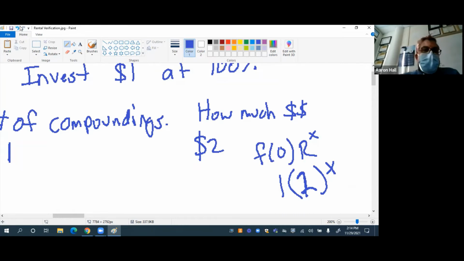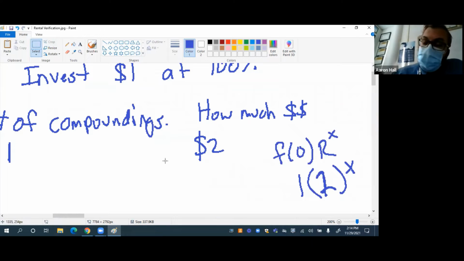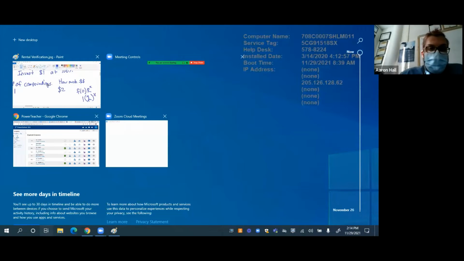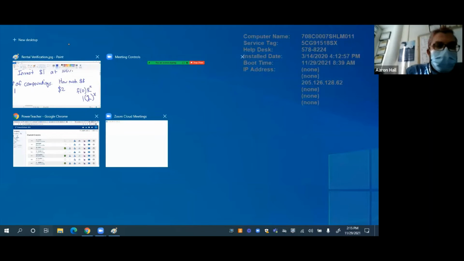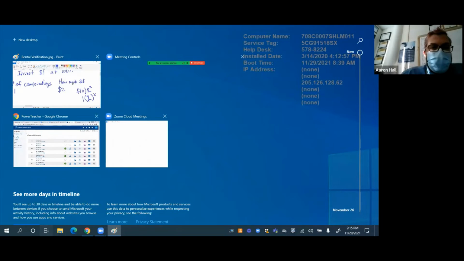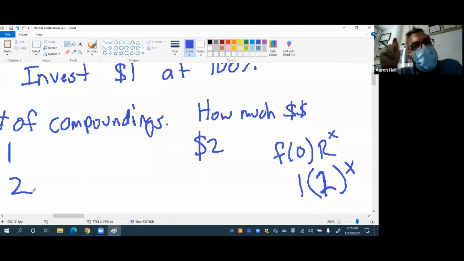So we get 2. Now, when we talk about compounding more often, we need to use a different equation. Before I give you the equation, let's work through this other method first. Let's try to logically consider compounding more than 1 time per year. Now I'm going to compound twice a year. Let's consider what happens when we compound twice a year.